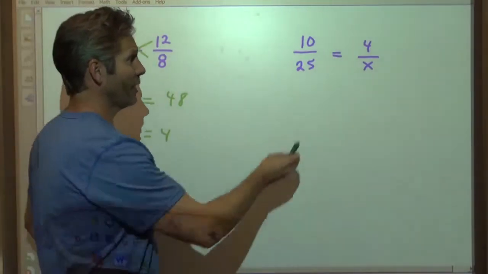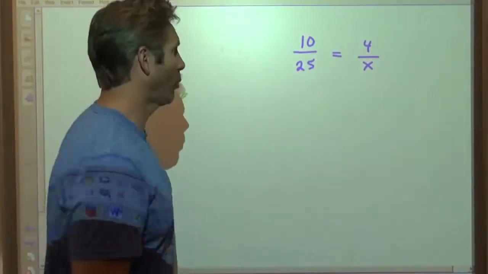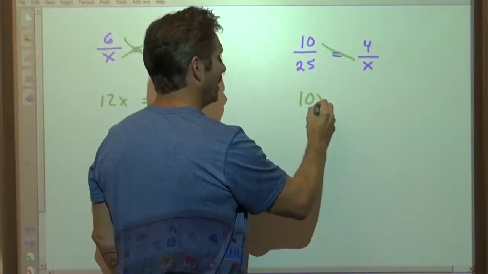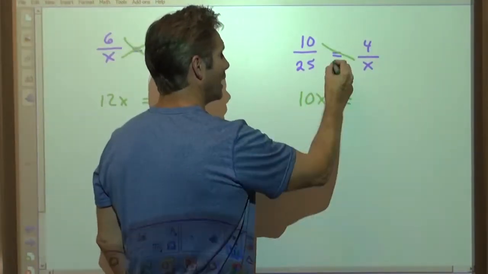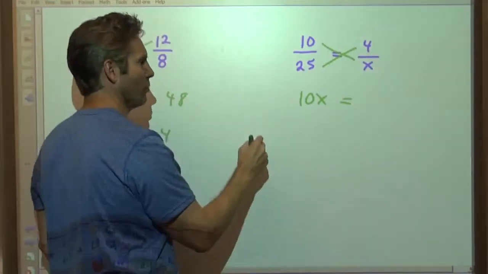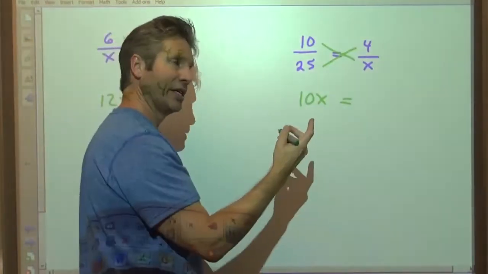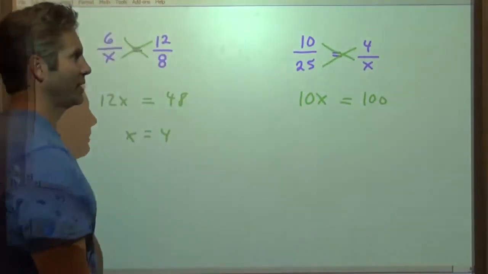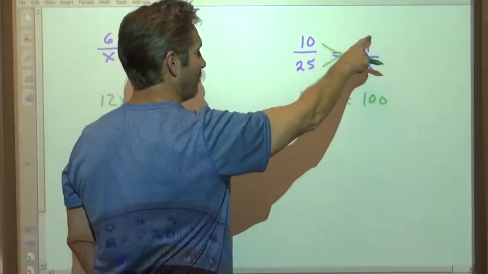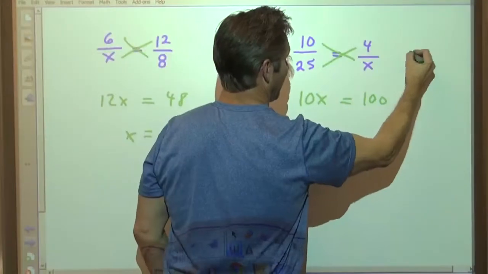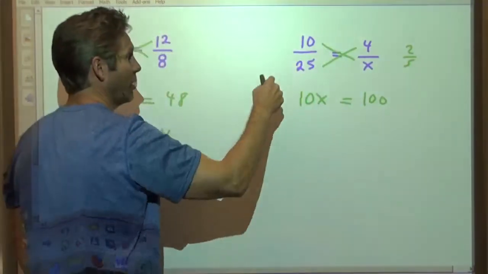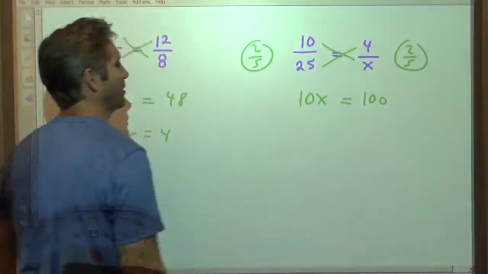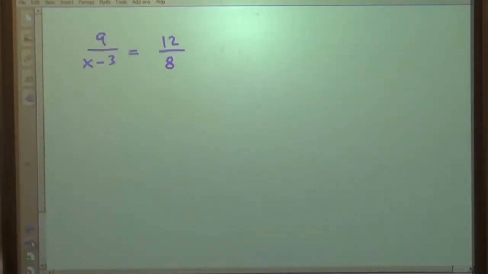Go over here, same thing. Two fractions are equal, they're in proportion. So it must be true that you can cross multiply and know that the results that you get have to be equal, because that's what happens when you have fractions in proportion. So this would equal 100, divide both sides by 10, x must be 10. 4/10 will simplify down to 2/5, and 10/25 will also simplify down to 2/5. The two fractions are equal, their cross products are equal.